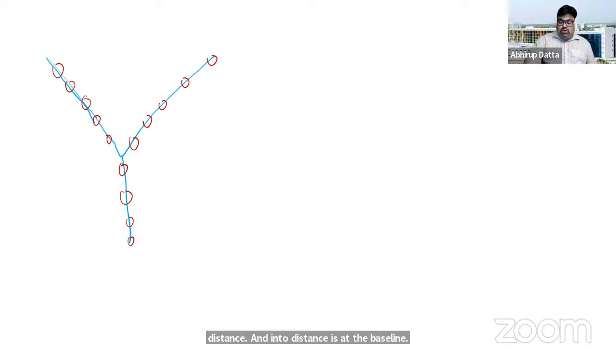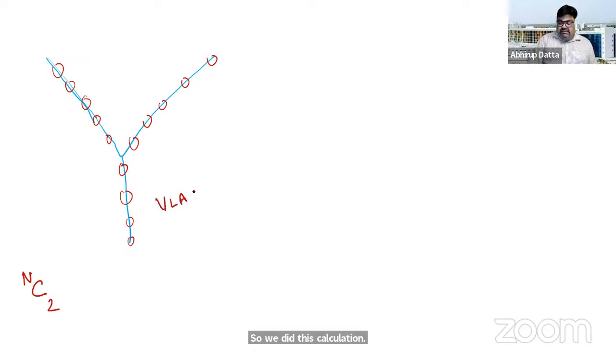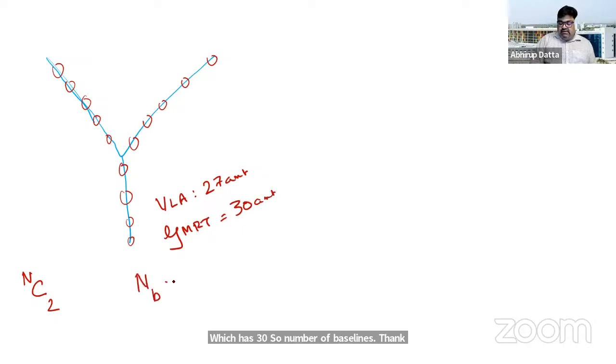So how many total baselines are possible? Supposedly you have n antennas, then NC2 baselines are possible. We did this calculation also last time. Supposedly VLA has 27 antennas, compared to GMRT, which has 30 antennas. So the number of baselines, say NB for GMRT, is something like 15 into 29.